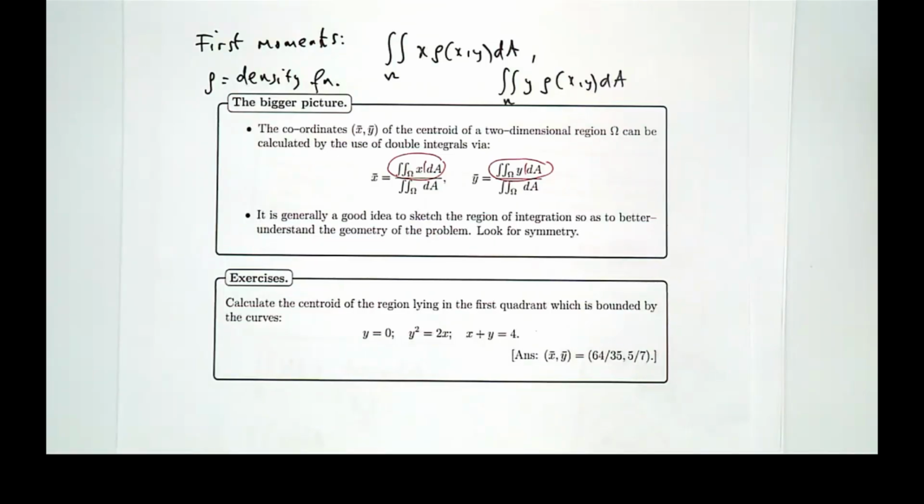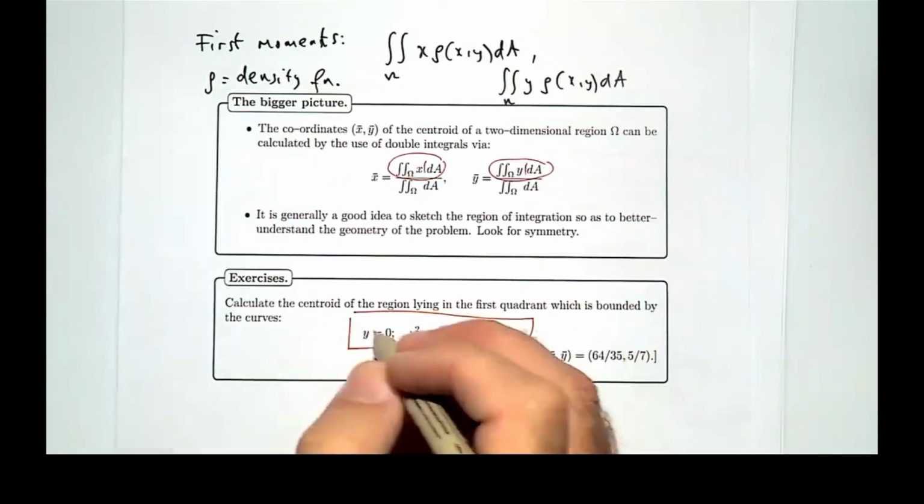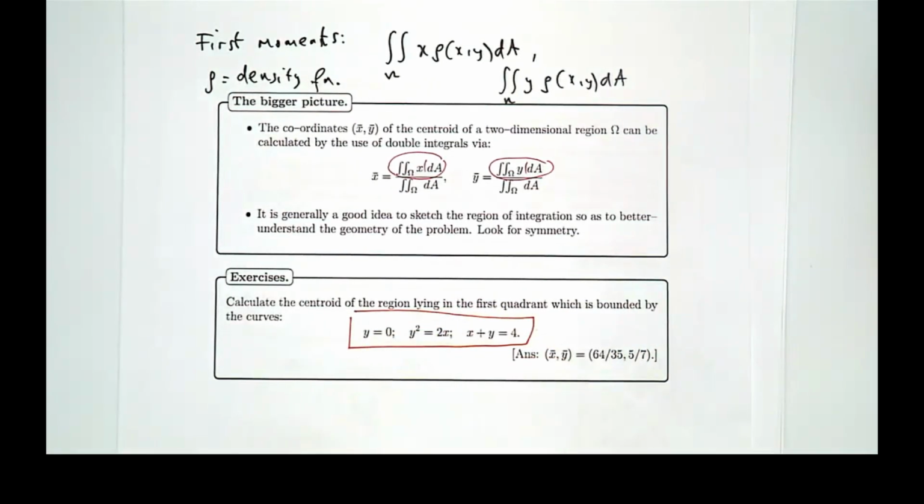All right, so let's do the one down the bottom and see if we can set it up. I won't compute it, but I'll just set it up, because setting it up is actually the most challenging part in many of these problems. Calculate the centroid of this shape. So you're probably seeing the pattern by now. Draw in the boundary of the shape.